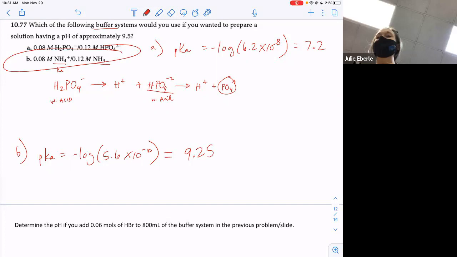So all I did is I identified what, I didn't even use the concentrations. I didn't have to plug anything into the Henderson-Hasselbalch equation. I just calculated the pKa of the weak acid and said which one's closest to 9.5 there. That's all that question was asking for.